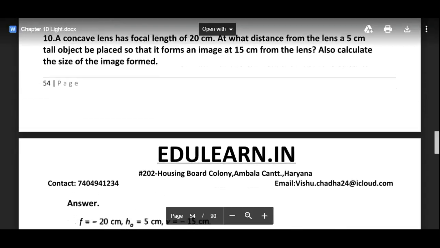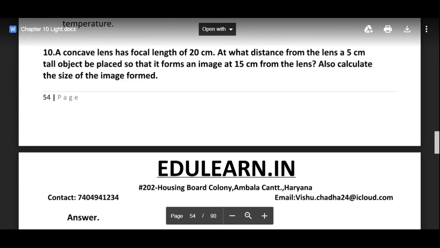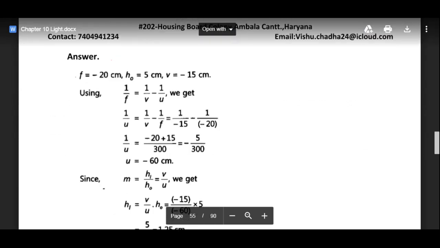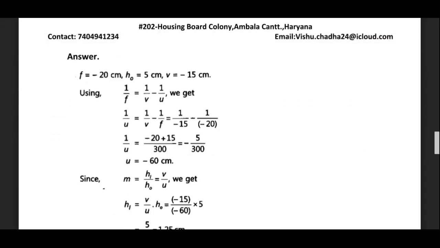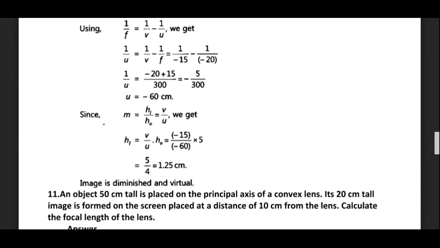That's basically the lens formula, because we are talking about lens in question. In this case, what you have done is when you have put down the values, this minus and this minus have become plus. Now, after taking the LCM, you will get u as minus 60 centimeter, and m is equal to height of image upon height of object, which will be equal to v by u.